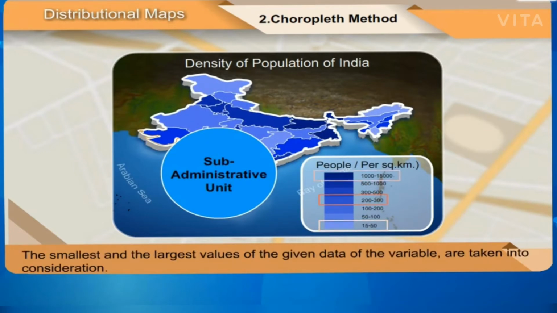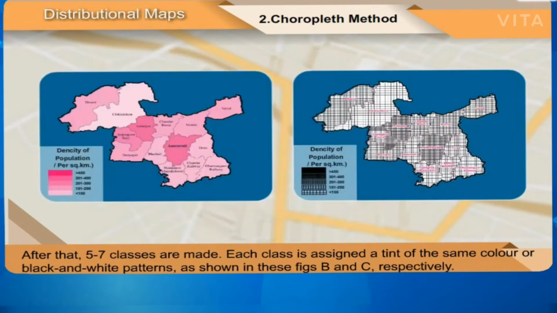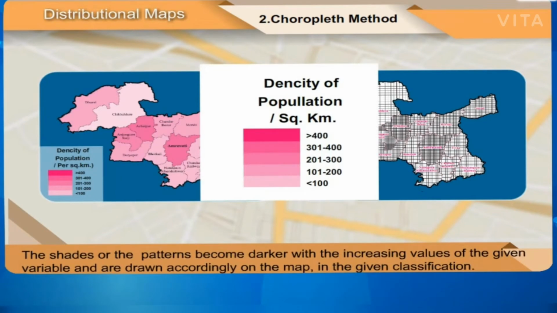The smallest and the largest values of the given data of the variable are taken into consideration. After that, 5 to 7 classes are made. Each class is assigned a tint of the same color or black and white patterns as shown in figures B and C respectively. The shades or the patterns become darker with the increasing values of the given variable and are drawn accordingly on the map in the given classification.